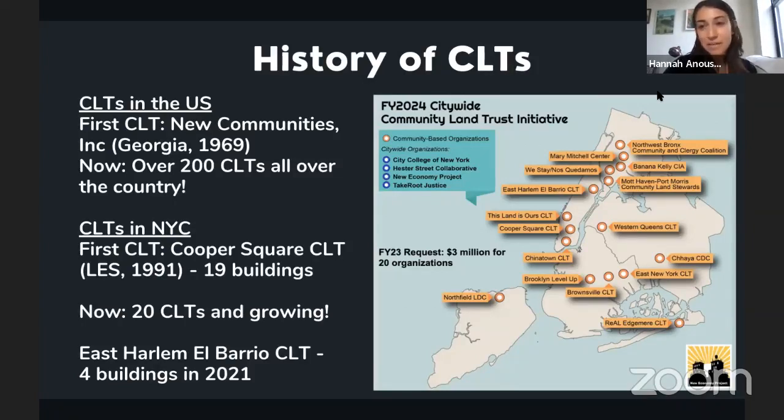We want every neighborhood to have a CLT. The first CLT in New York City was the Cooper Square CLT on the Lower East Side, founded in 1991. It actually has 19 buildings, all clustered together on the Lower East Side, and it's extremely affordable. And in 2020, East Harlem El Barrio CLT acquired 4 rental buildings. And there's so many other CLTs in New York City that are fighting to acquire land like us.